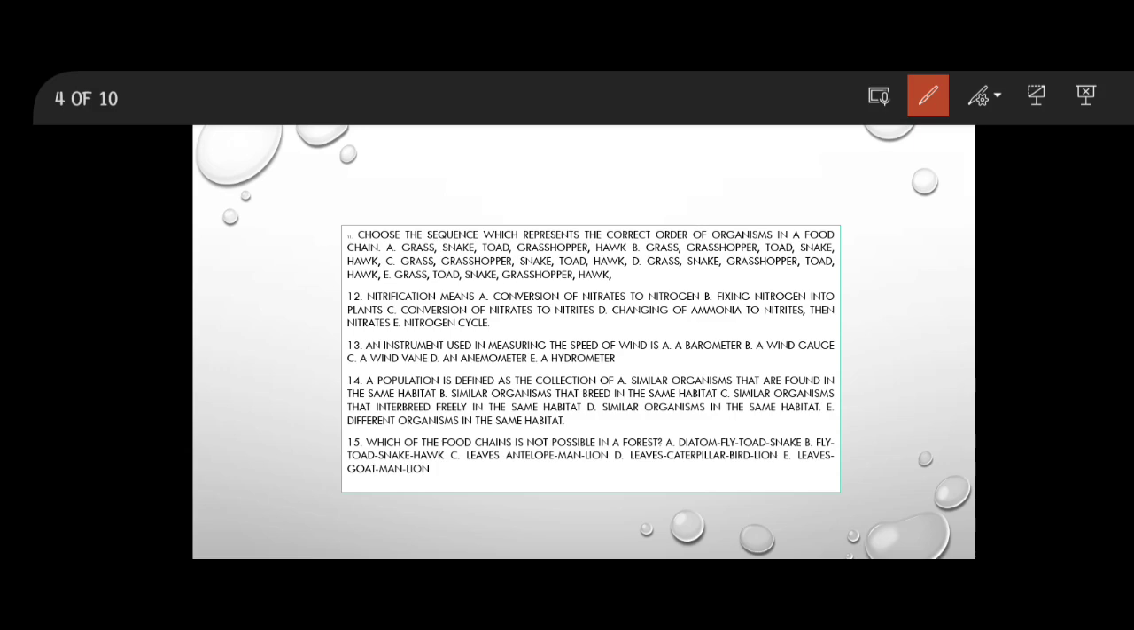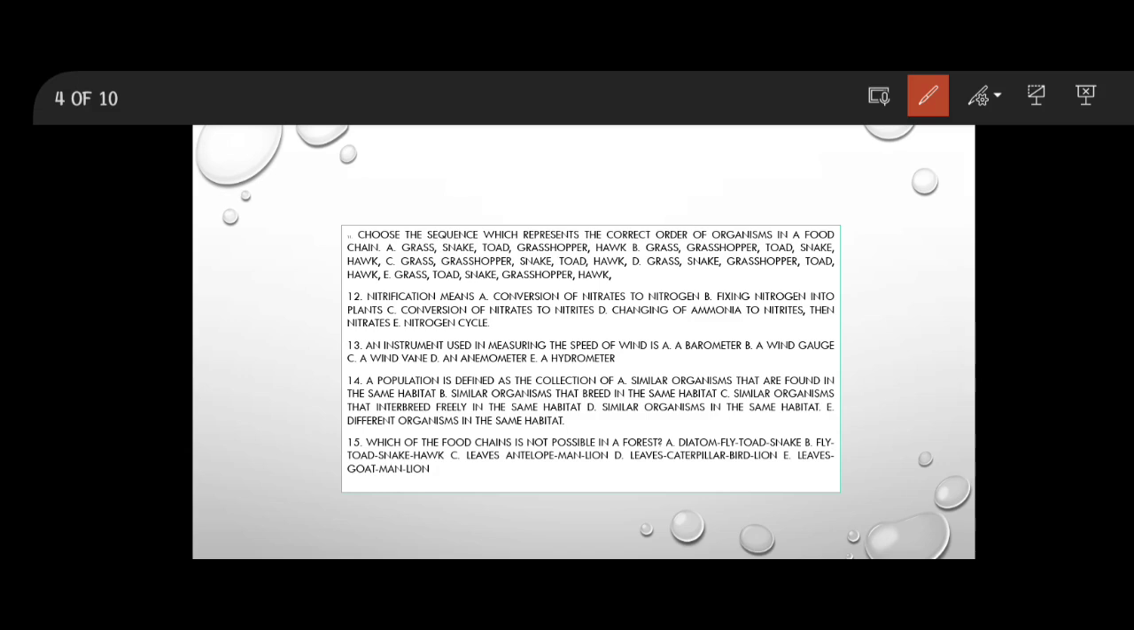Option A is wrong. Grass, then grasshopper, that's right. Toad can feed on grasshopper, yes. Snake can feed on toad, that's right. And hawk can feed on snake, that is very right. Let's check the reason why other options are wrong. We have the grass, yes. Grasshopper, yes. Snake should feed on toad, not toad feeding on snake, so that is wrong.